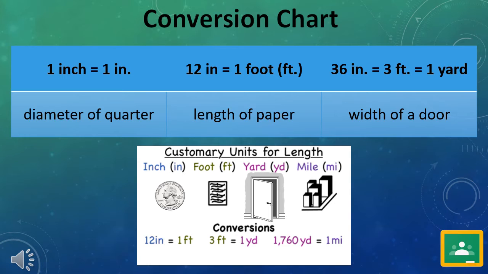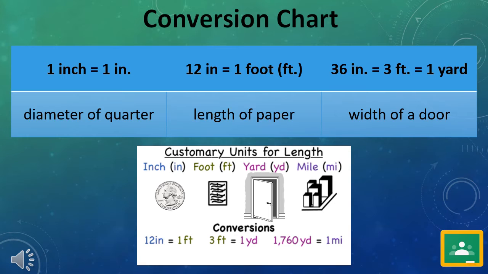I cannot construct or make a yard without feet or inches. I can use this information about an inch to create a foot and also to create a yard. Because these units of length are connected, we use them to construct other forms of units. So let's talk about those numbers.